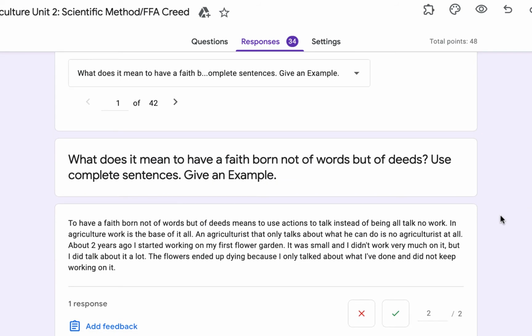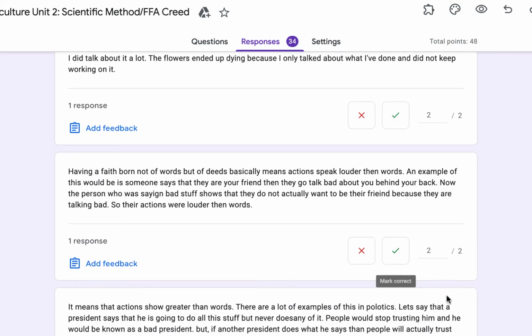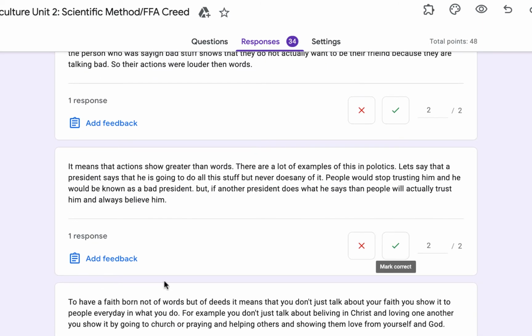But if I'm ready to grade those short answer questions, I'm able to go to this question right here. Okay, I could read this and I could either mark it incorrect, mark it as correct, or give it half credit right here. So I can read that person's response. I don't know who it is, so it relieves some of that bias. You press check, check, check, and I could add feedback to these individual responses as well.